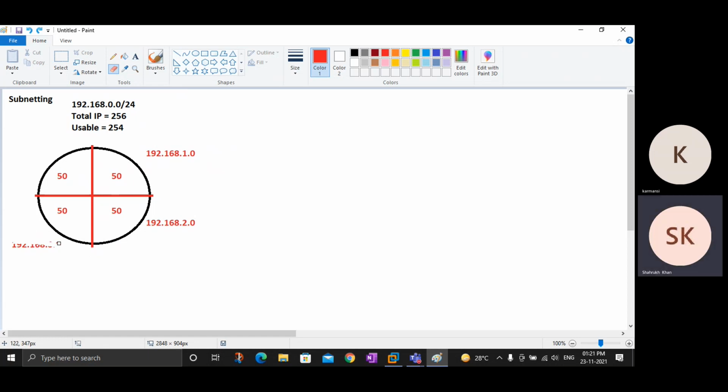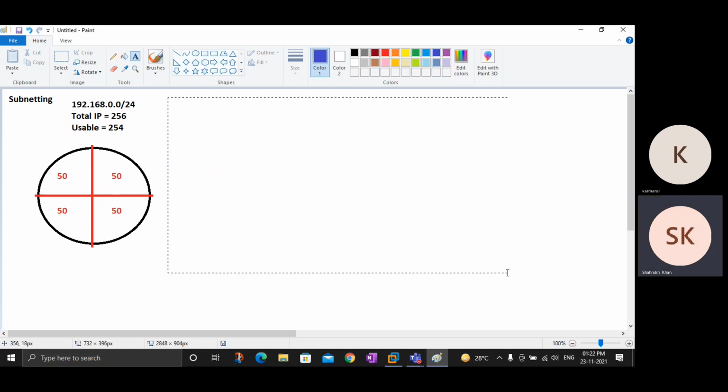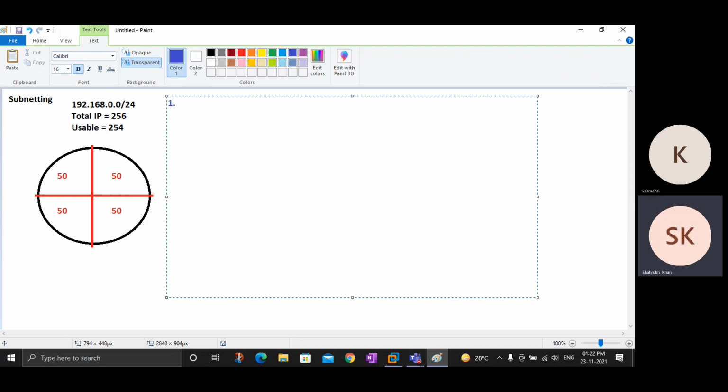So the other solution was that we can do the subnetting of a network that is already available to us. So instead of using 4 different networks, we can use only a single network. So for doing the subnetting, multiple steps are there. First of all, you need to know how many devices you want in a single network. So you must know your required host value. So in our case, required host is 50.